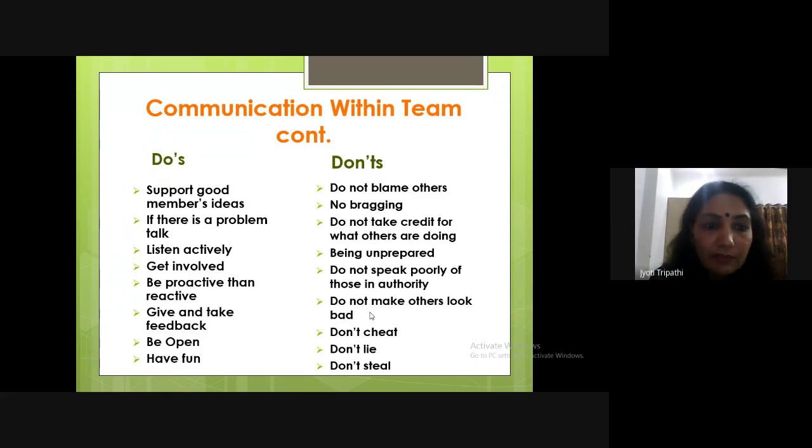Now, be proactive, then give and take feedback. Feedback plays a very important role in the entire system of communication. It proves that somebody is listening to you, somebody is paying attention, and then your words, your whole exercise, is not going in the wind. Now, be open, have fun. Fun is also an important component of the organization or any kind of team.